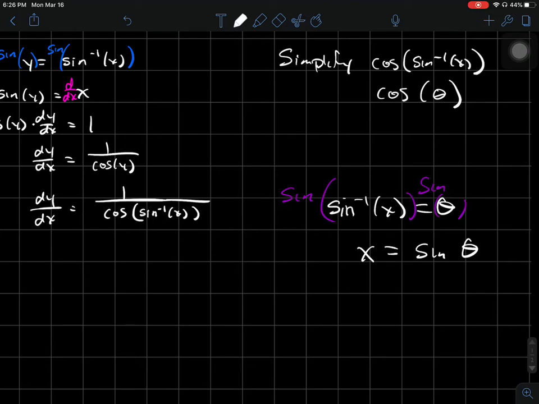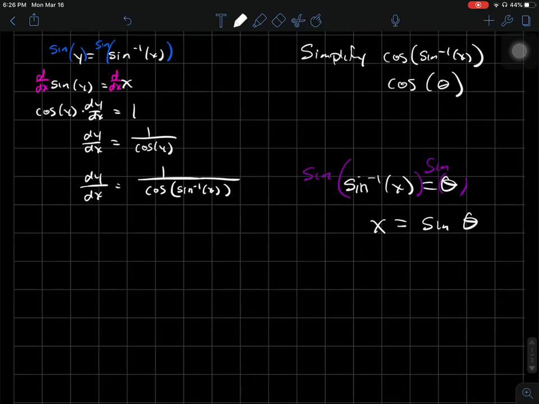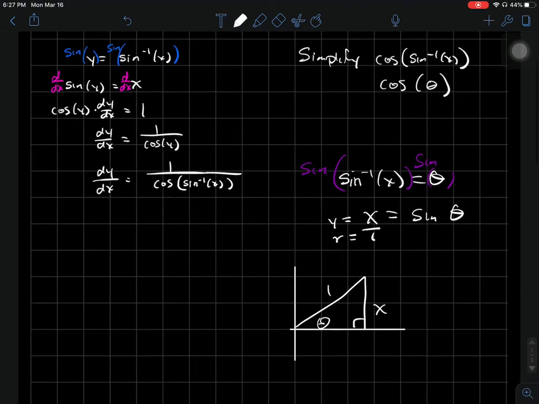We know from right angle trig that sine of theta is equal to y over r. Now, it just so happens in this case that the length of y is x. So if we put this over 1, we are essentially saying that y is x in length and r is 1 in length. If we make a right triangle in quadrant 1, we are saying that the y length, opposite of theta, is x and that r is 1. We are trying to figure out what is cosine of this angle.